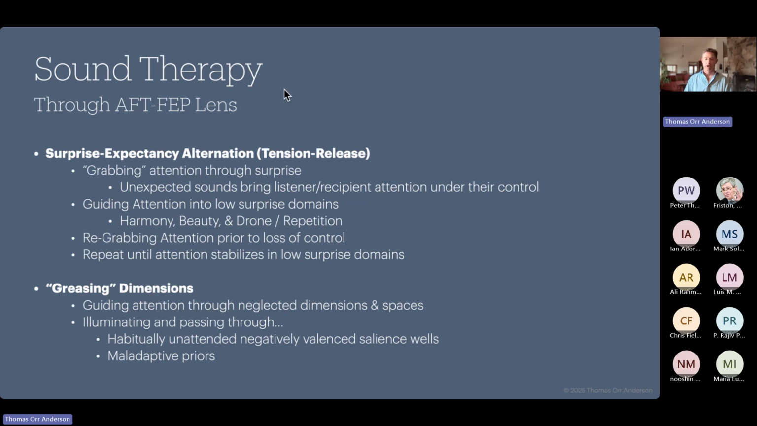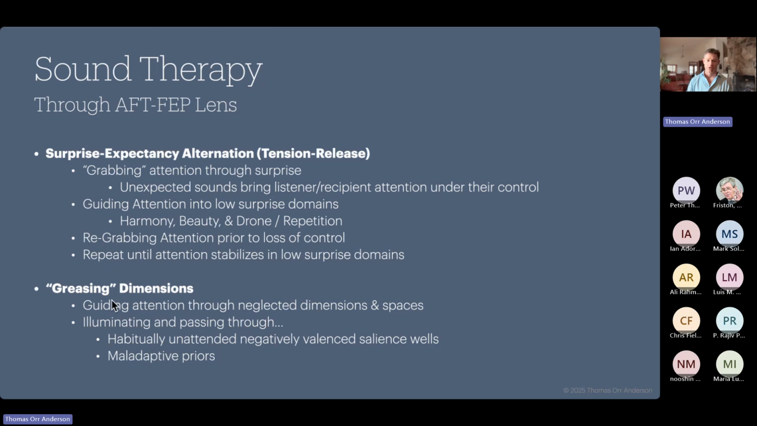Instead of framing sound therapy in terms of magical frequencies or some such thing, it can be nicely framed in terms of using surprise, expectancy, alternation, and the tension and release that results. Essentially, you use a sound to grab someone's attention. You play an unusual sound and it attracts their attention. Now you have their attention, and you use it to guide them into a lower surprise domain of harmony, beauty, drone, and repetition. But then their attention is going to wander at some point, so you grab it again, and guide it into this low surprise domain. So you use surprise to grab attention, and then low surprise to drive it into states of harmony, beauty and relaxation. You repeat this until the person's attention stabilizes in the low surprise domain. And then guess what? At the end of it, they report therapeutic results of all sorts.